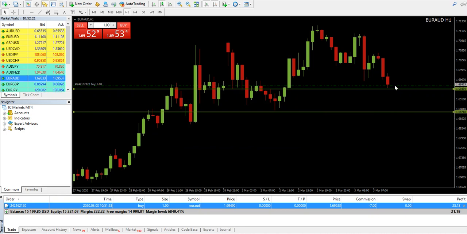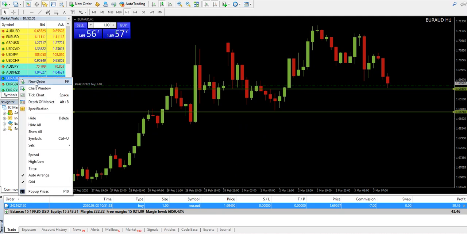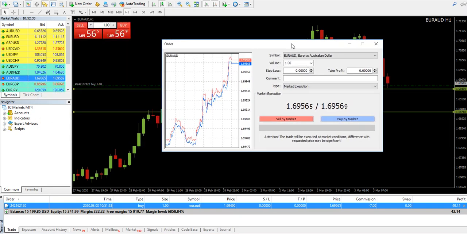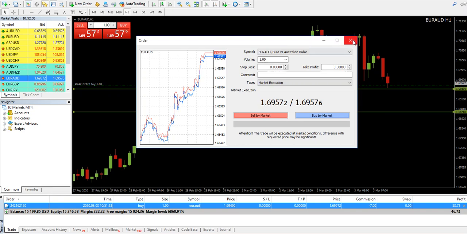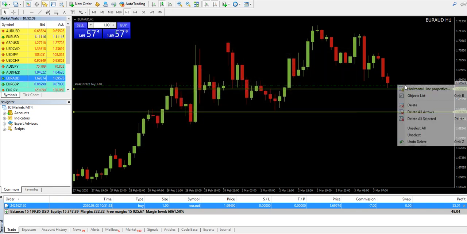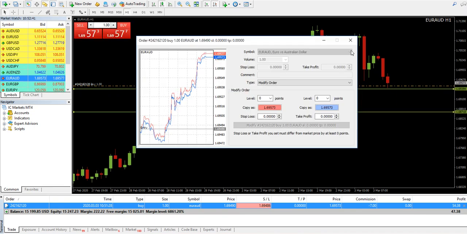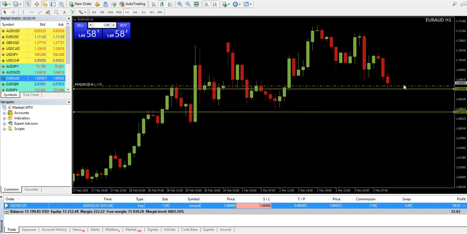So this is the buy order. This is the stop loss order. So you come and say, I want to enter stop loss. This is Euro AUD. It's still a new order. But this time around, you are modifying actually. So you don't go there. You modify. You click on your order, the one you entered. This one.